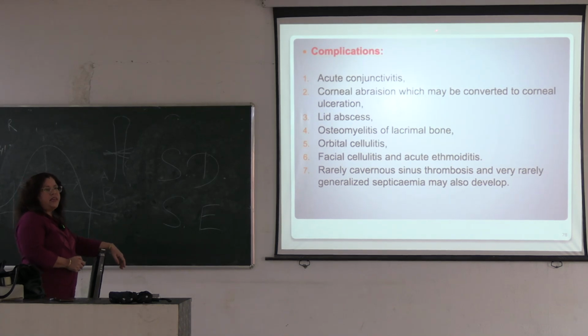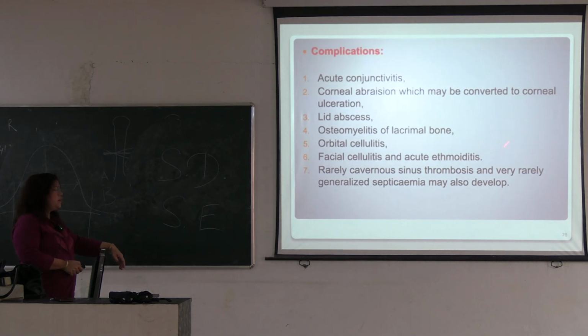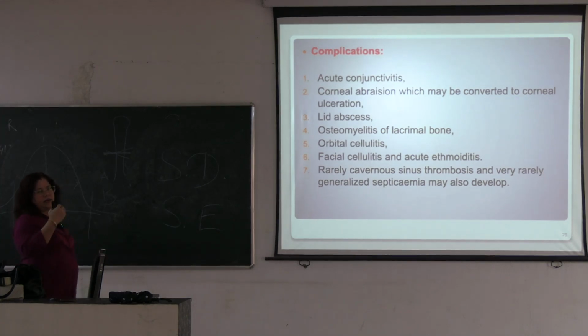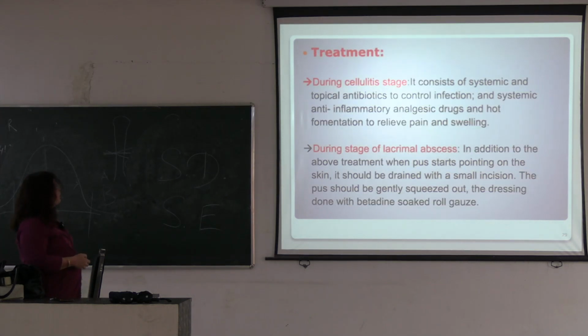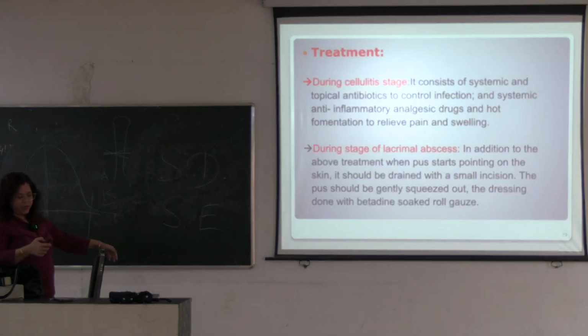So complications of acute dacryocystitis are acute conjunctivitis, corneal abrasions, and when infection occurs, the corneal abrasion converts to a corneal ulcer. Then lid abscess, osteomyelitis of the lacrimal bone, orbital cellulitis, facial cellulitis, acute ethmoiditis, and rarely when the cavernous sinus is involved, cavernous sinus thrombosis occurs, and then it affects the general circulation and causes septicemia. So treatment is different at the level of the stage.